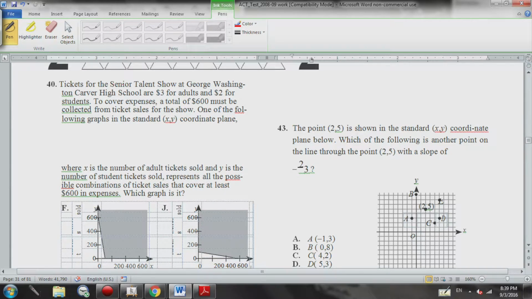The tickets at a senior talent show at George Washington Carver High School cost $3 for adults and $2 for students. To cover the expenses, a total of $600 must be collected from the ticket sales for the show. So they have to make at least that much money. If they make more than that, that's great. If they sell 1 billion tickets, it's good for them.